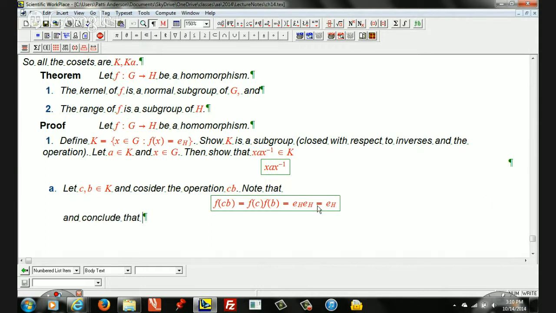So, CB is in K, and it's closed with respect to the operation. Now inverses. So we just need one element in there. So let's say W is in K. Then what do you know about W? Can you go back to that other thing? Yeah.